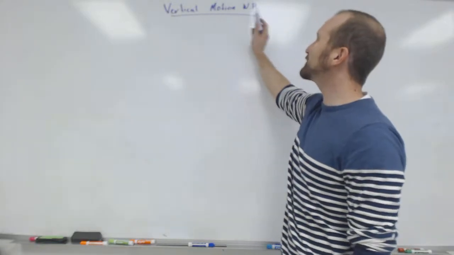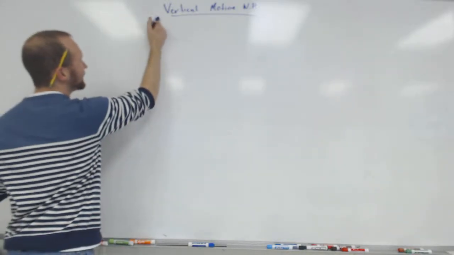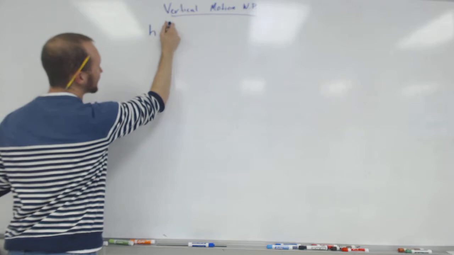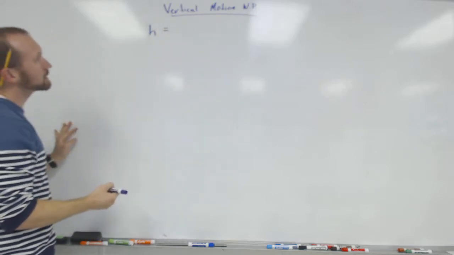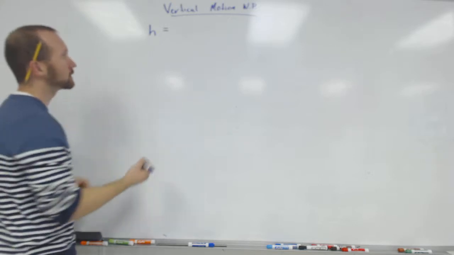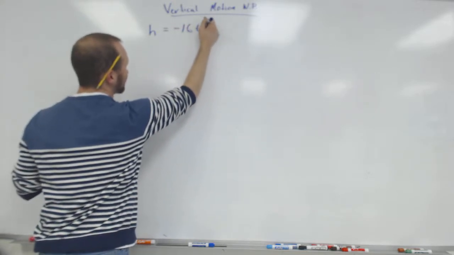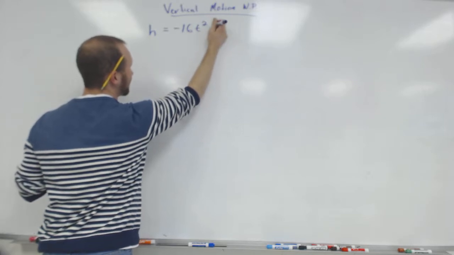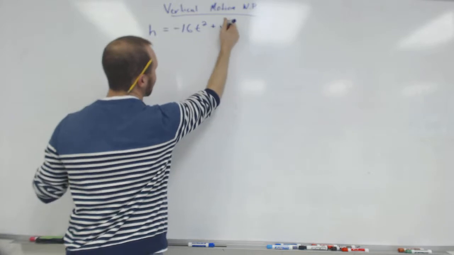Beautiful. Vertical motion word problem. So we're going to look at a formula today, which is often written like this. Height is h. Negative 16t squared minus something equals negative 16t squared plus something.